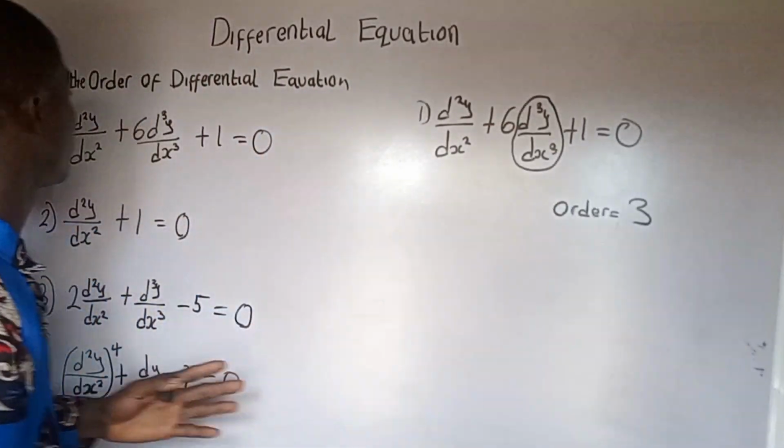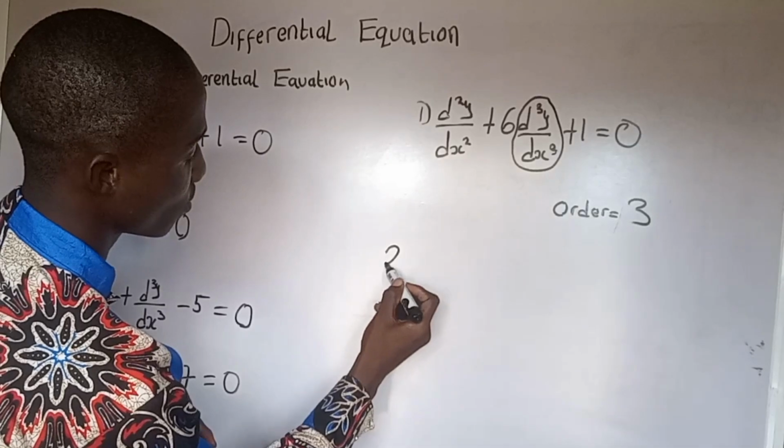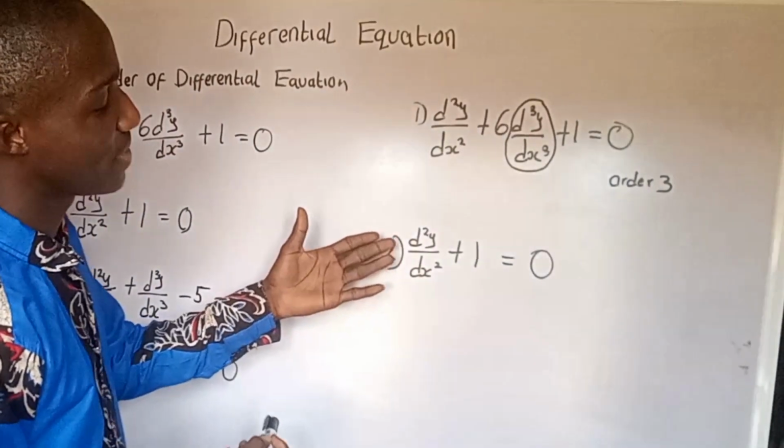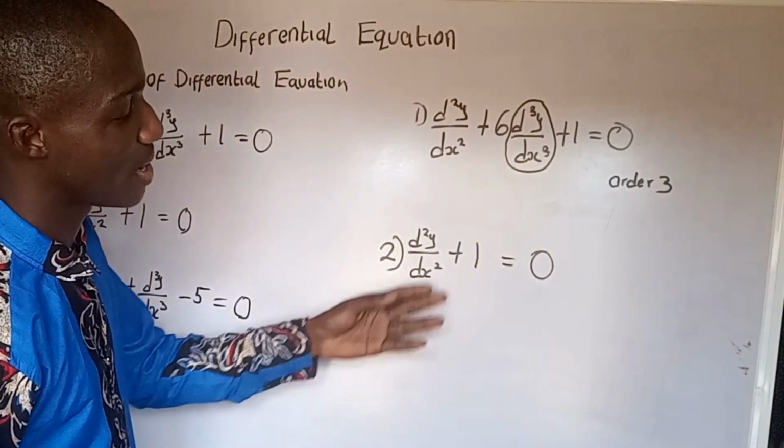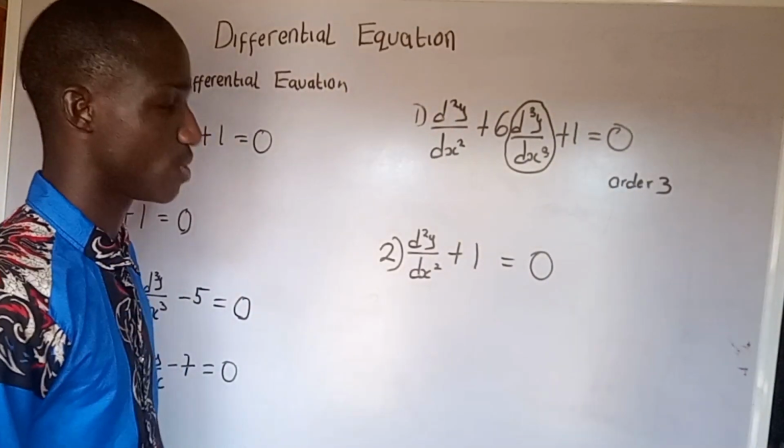Now let's proceed to question 2. We have here d²y/dx² + 1 = 0.